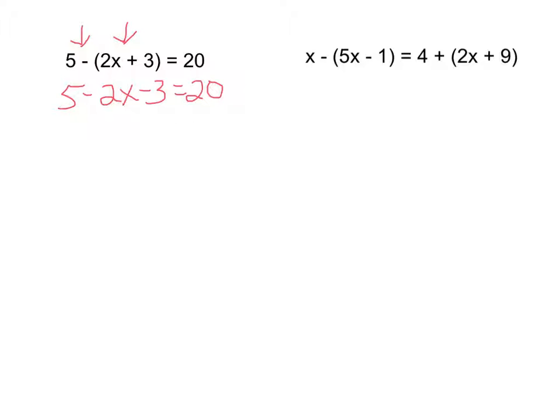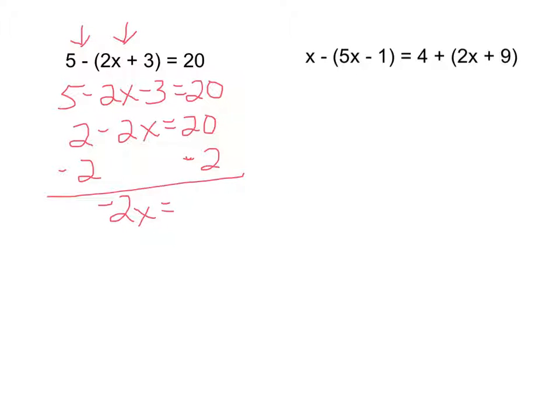So now when I solve this, I'm going to simplify that left-hand side. 5 subtract 3 gives me 2. So I have 2 subtract 2x is equal to 20. And now I'm going to subtract 2 from both sides. If I subtract 2 from both sides, on the left-hand side I'm going to be left with negative 2x. On the right-hand side I'm going to be left with 18. And then I'm going to divide both sides by negative 2. If I divide both sides by negative 2, I get an answer of negative 9.